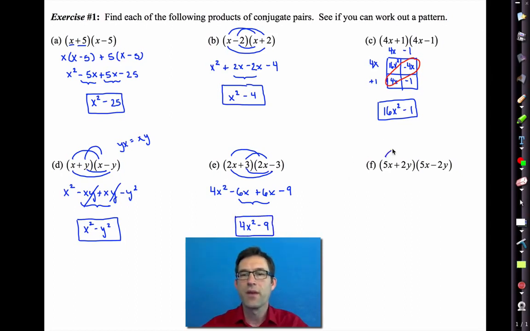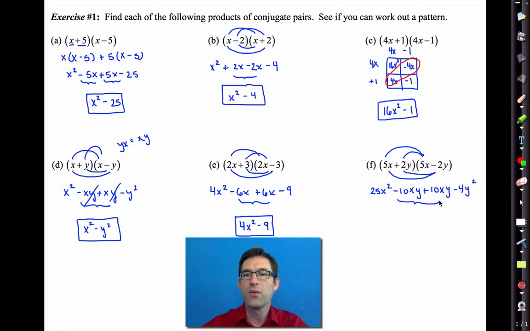Let's do the last one. 5x times 5x is 25x squared first. 5 times negative 2 is negative 10. x times y is just, well, x times y. Then here we've got 2 times 5, which is positive 10, and y times x is the same as x times y. And then 2 times negative 2 is negative 4. y times y is y squared. Yet again, we've got opposites here that cancel, and we just simply have 25x squared minus 4y squared.